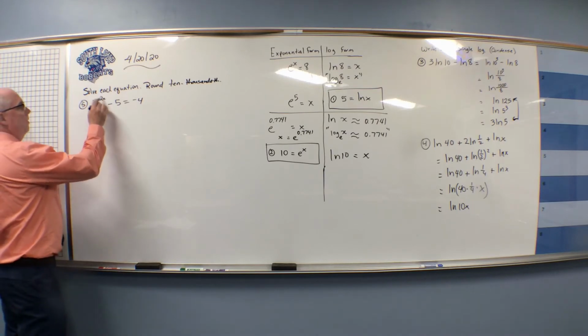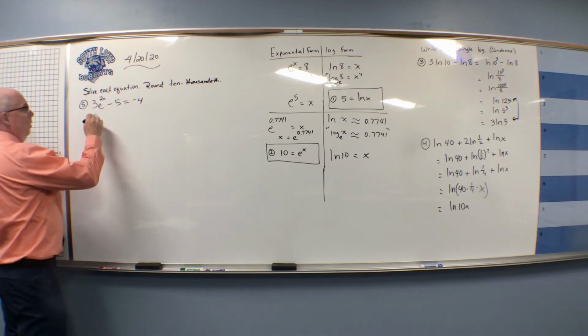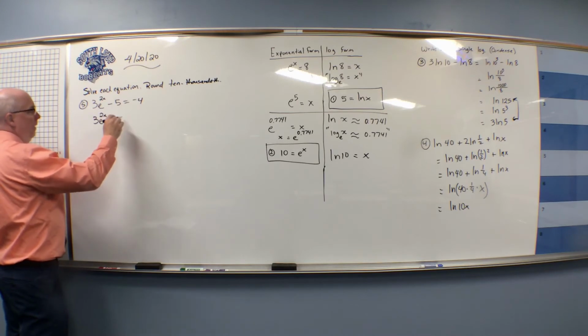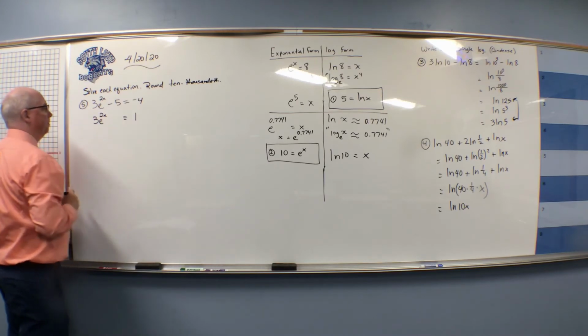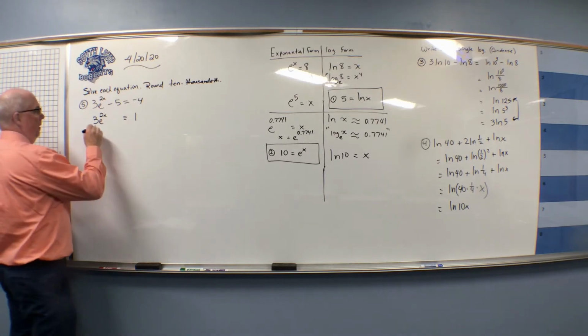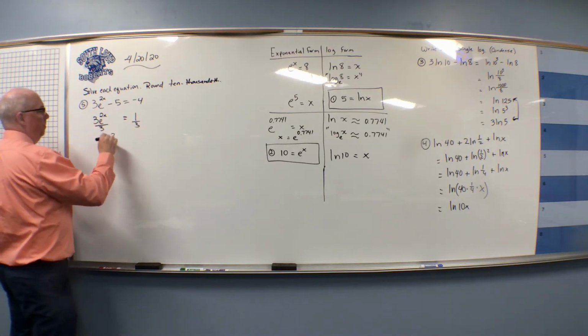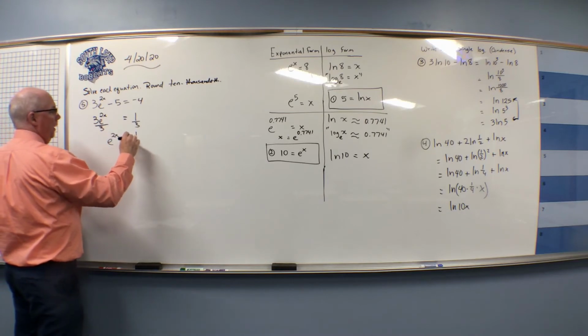To solve, we first of all want to solve for e. So we're going to move the 5 over and make it 1, and then I'm going to divide by 3. So I just eliminate everything but the e power, and what I get is this.